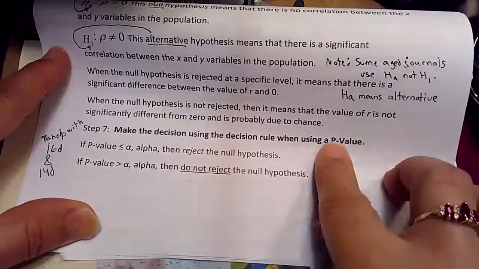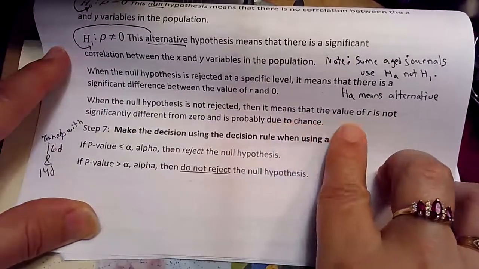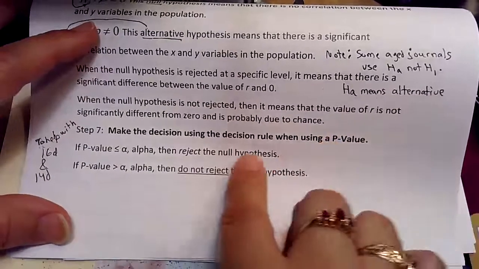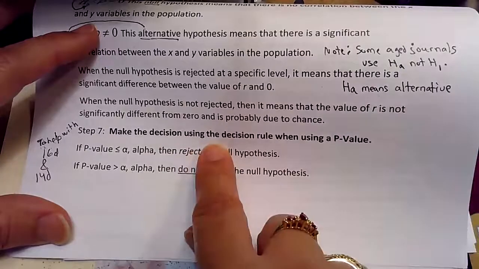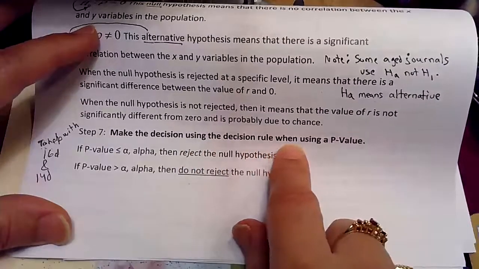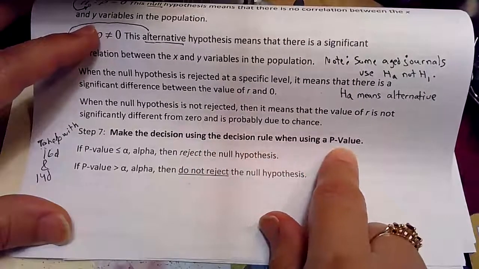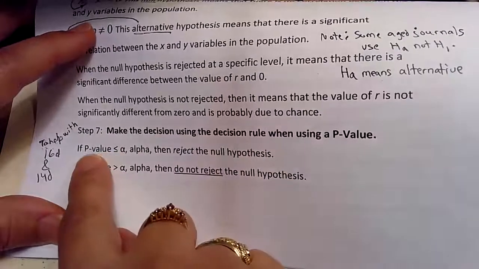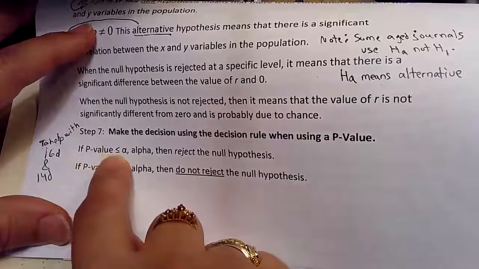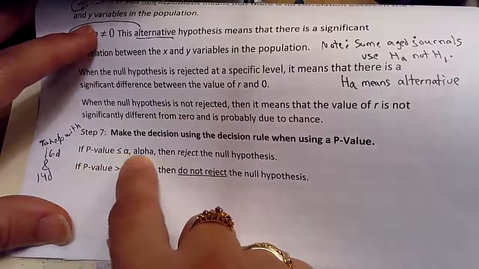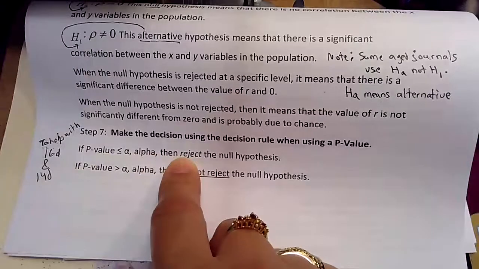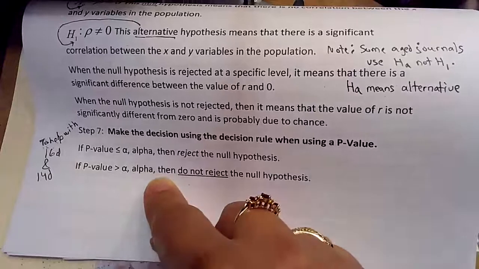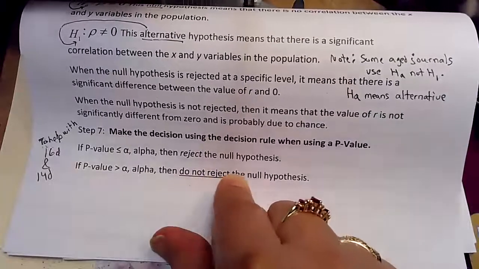When the null hypothesis is not rejected, it means that the value of R is not significantly different from 0. It's probably due to chance. Make the decision using the decision rule when using a probability value, a rho value. Here, if our P or rho value is less than or equal to alpha, we're supposed to reject the null hypothesis. But if our probability value is greater than alpha, then do not reject the null hypothesis.